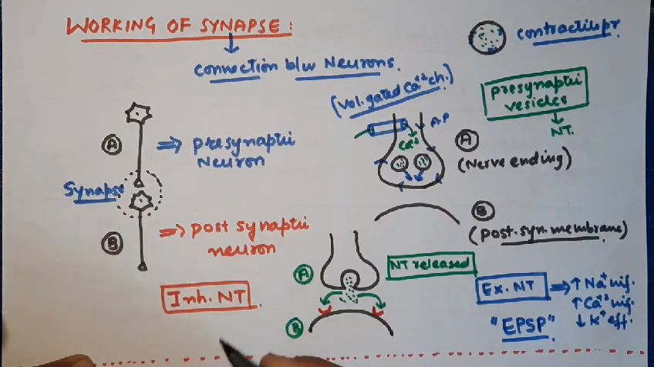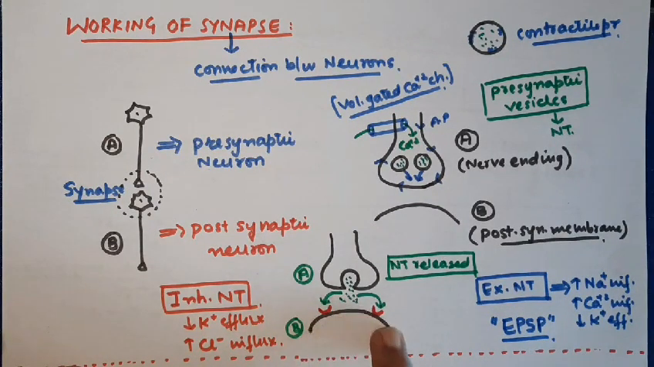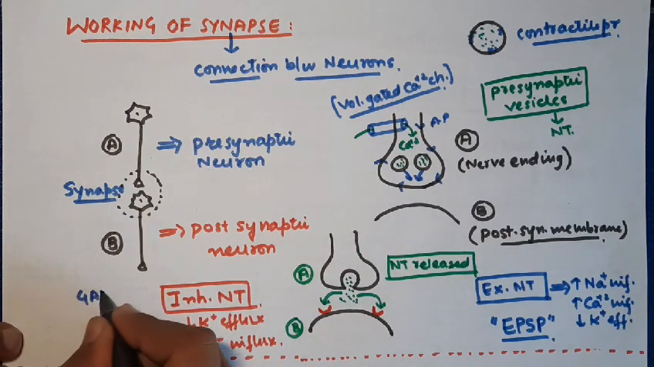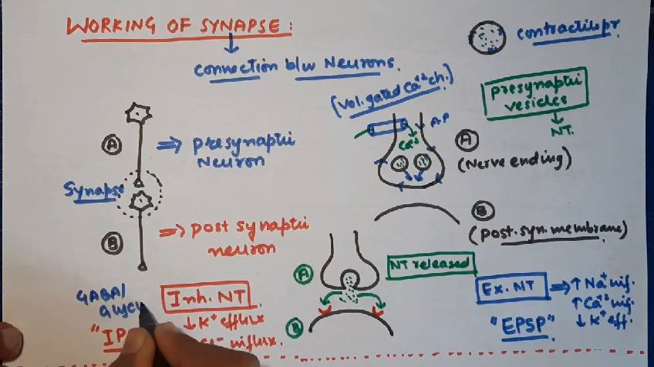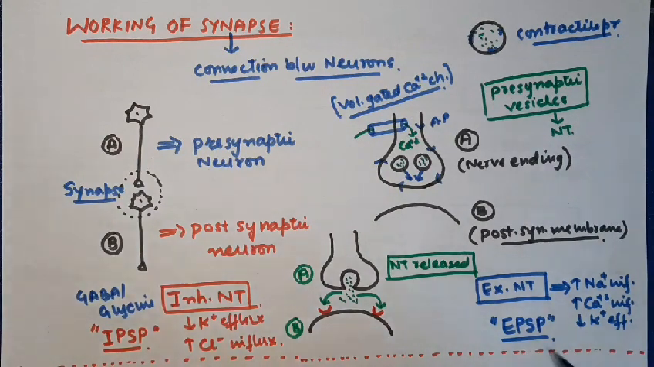Similarly, if the neurotransmitter is an inhibitory neurotransmitter, then after binding to receptors, there will be either decrease in potassium efflux or increase in chloride influx. So there will be net gain of negative charge, and thus there will be development of an inhibitory potential on the postsynaptic neuron, which is called the inhibitory postsynaptic potential. So depending on the type of neurotransmitter, there can be either generation of excitatory postsynaptic potential or inhibitory postsynaptic potential. The inhibitory neurotransmitter can be glycine or GABA.